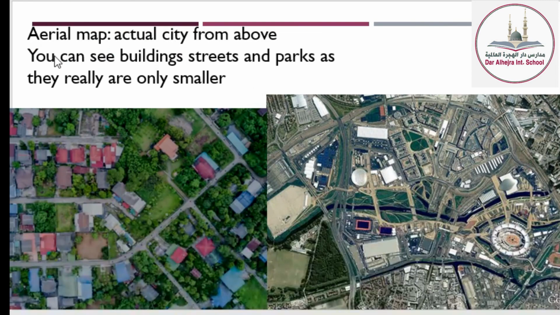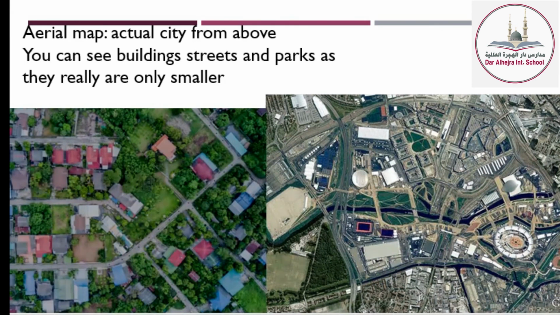The other type of map is the aerial map. It's a picture of the actual city from above. And you can see all the buildings, the parks and everything in the map, but they are very small, not like the places in real life.